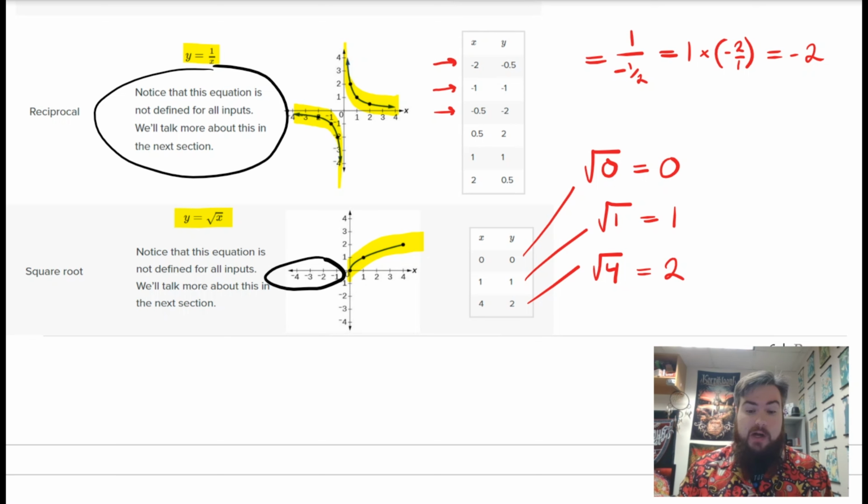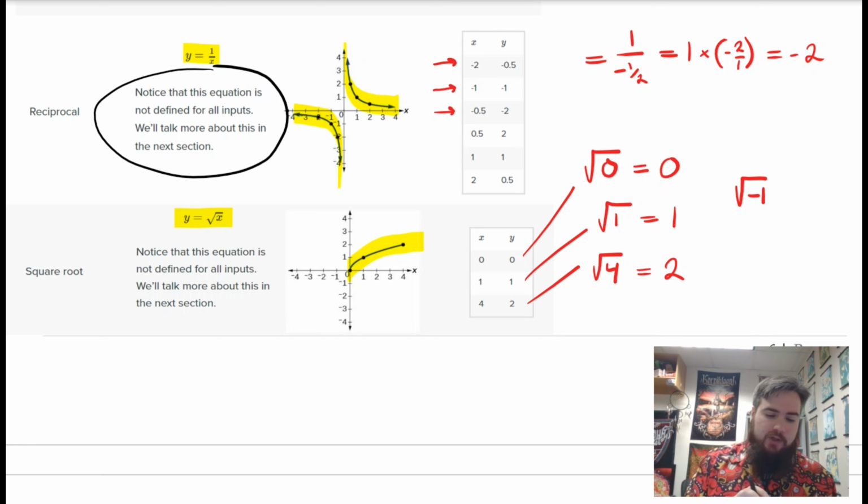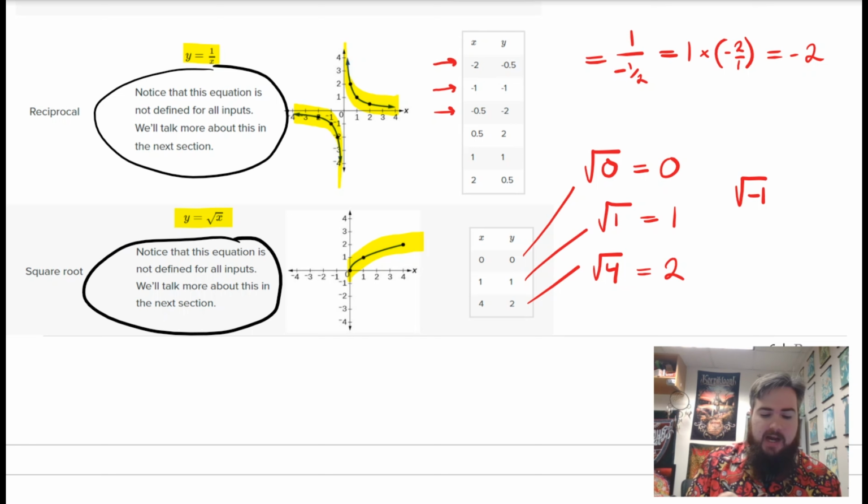If you tried to plug in, for example, these negative x-coordinates, you are not going to get anything real from a square root function. If you try to take, for example, the square root of -1, this is not going to exist as there is no real number that when multiplied by itself will give you -1. This is another reason why, just like with the reciprocal graph, we have a note here that this equation is not defined for all inputs. You'll learn more about how the square root function works in other sections.